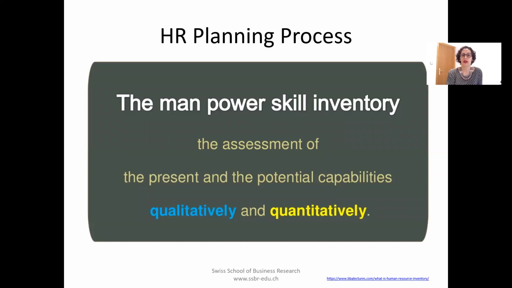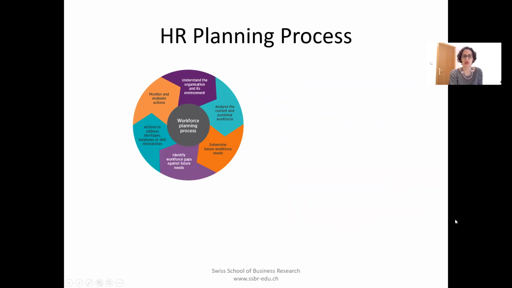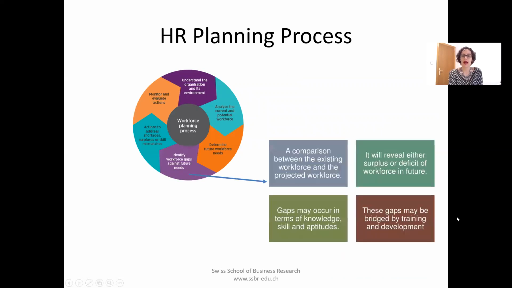And to finish off, the manpower skill inventory is basically understanding the present and potential capabilities of our workforce in a qualitative and quantitative way. So what is MPSI? I included here a video for you guys to take a look at so you can get a much clearer understanding of this inventory process. So back to identifying workforce gaps.